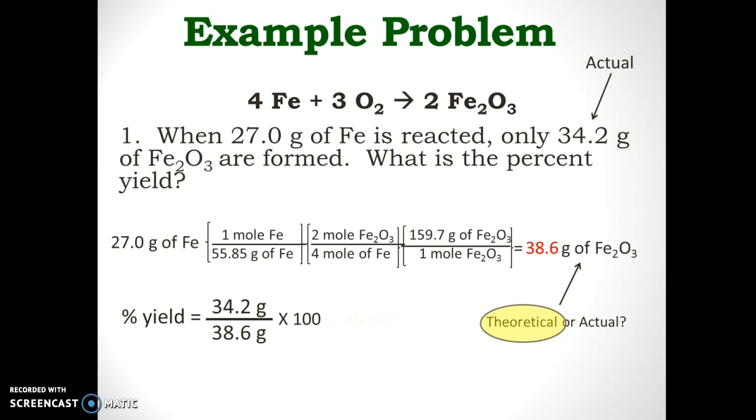So I divide the two, multiply by 100, and I get a percent yield. It's always going to be less than 100. Otherwise, I'm doing something wrong. Okay? Take a second and look at that.